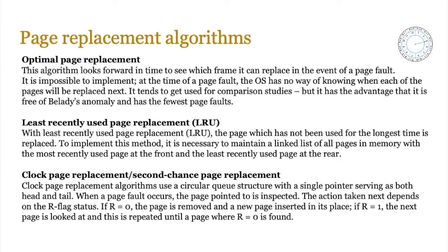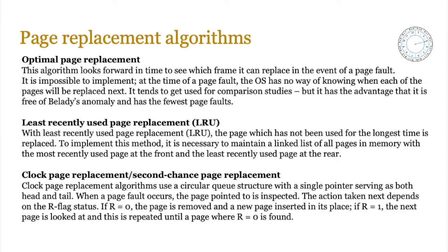The next algorithm in our list is the least recently used page replacement algorithm, and this is again very straightforward to explain. The page that has not been used for the longest time is replaced. To implement this method, it's necessary to maintain a linked list of all the pages in memory, with the most recently used page at the front and the least recently used page at the rear of the linked list. And that's the simplest way of implementing an LRU algorithm.